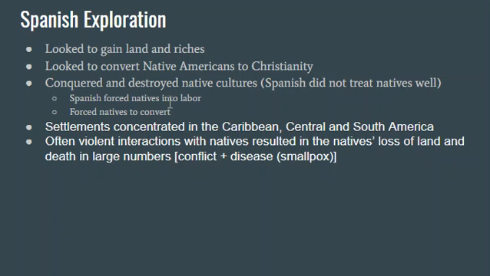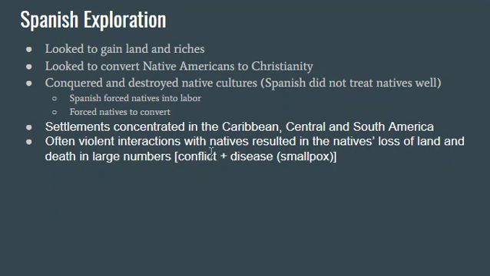And settlements, they primarily were in the Caribbean and Central and South America. They were a little bit in the United States as well, mainly like Mexico, Florida. We're going to find out some of the southern states. But mainly the Spanish were in the Caribbean. That's like Cuba, Puerto Rico, some of those islands. But they were in Central and South America. That's why they speak Spanish in all those countries.